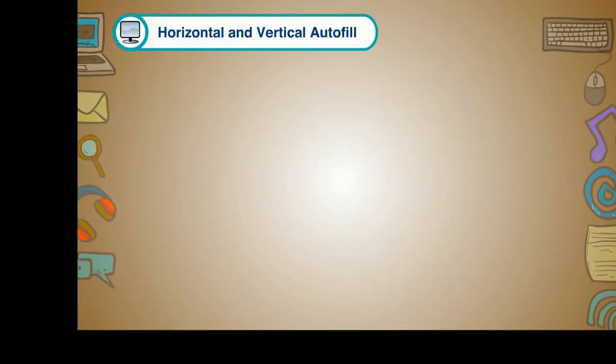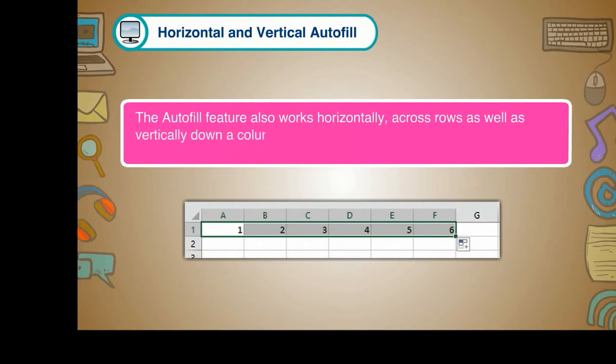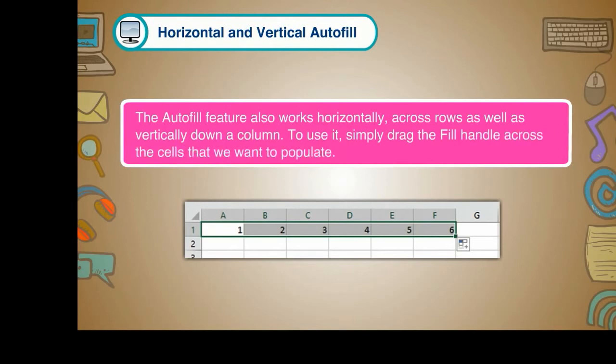Horizontal and vertical autofill. The autofill feature also works horizontally across rows as well as vertically down in a column. To use it, simply drag the fill handle across the cells that we want to populate.